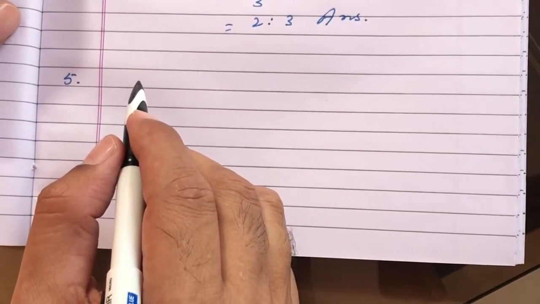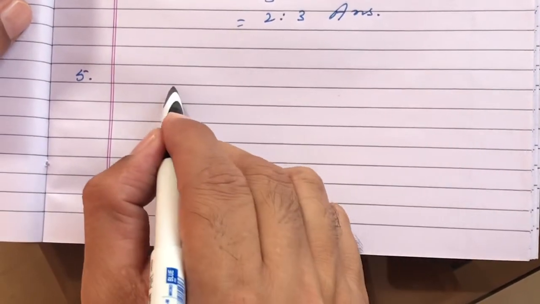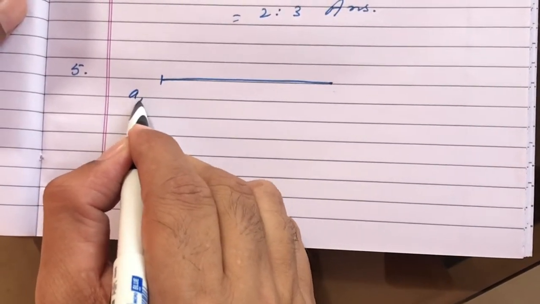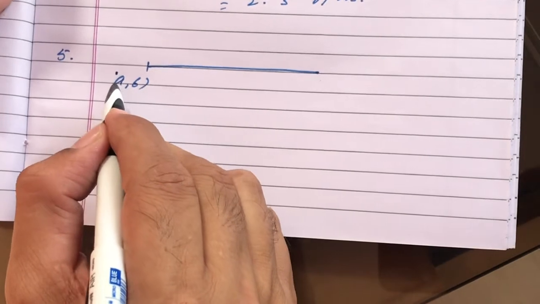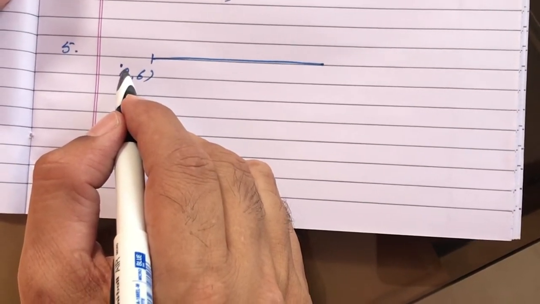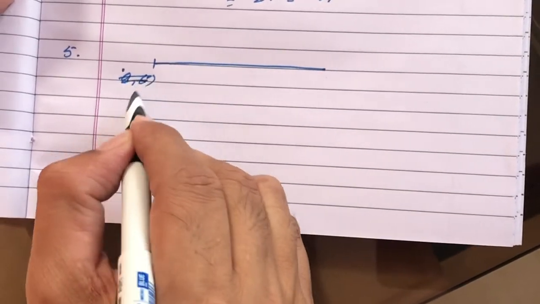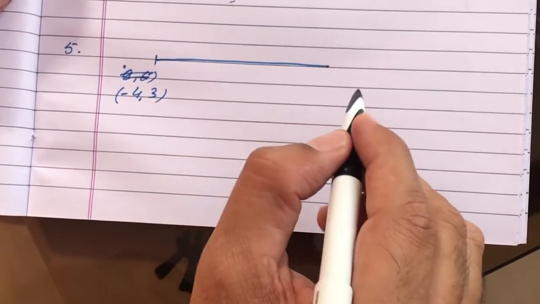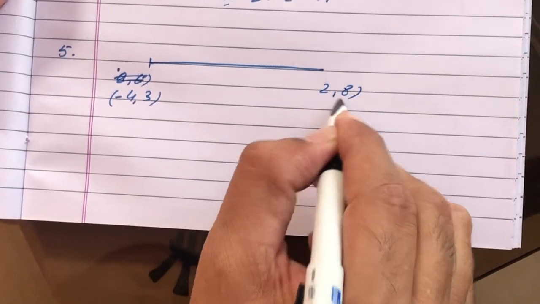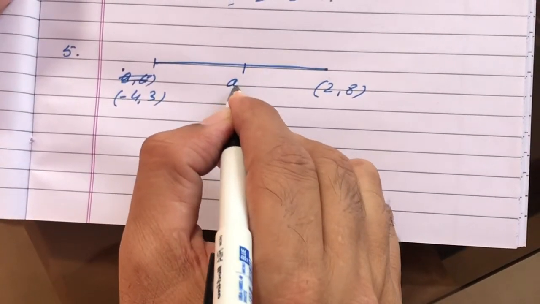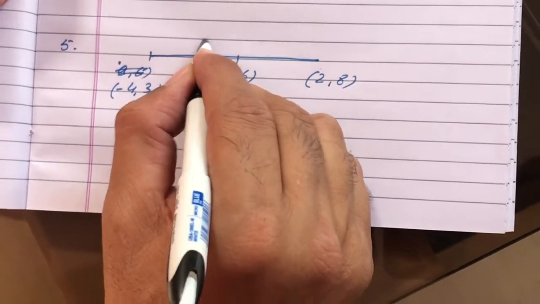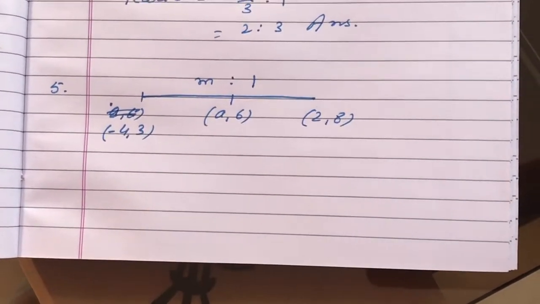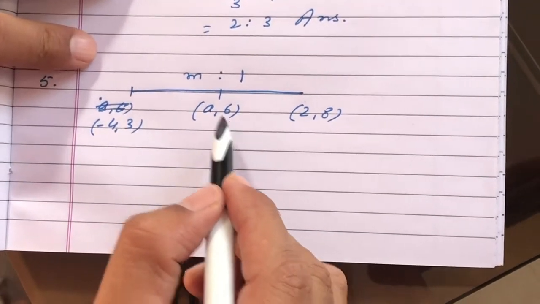In what ratio does the point A, 6, here also I have to find the ratio. First point is minus 4, 3. Second point of the line is 2, 8. A, 6, let it divide in the ratio m is to 1. Now I don't know the value of A, but I know the value of 6.